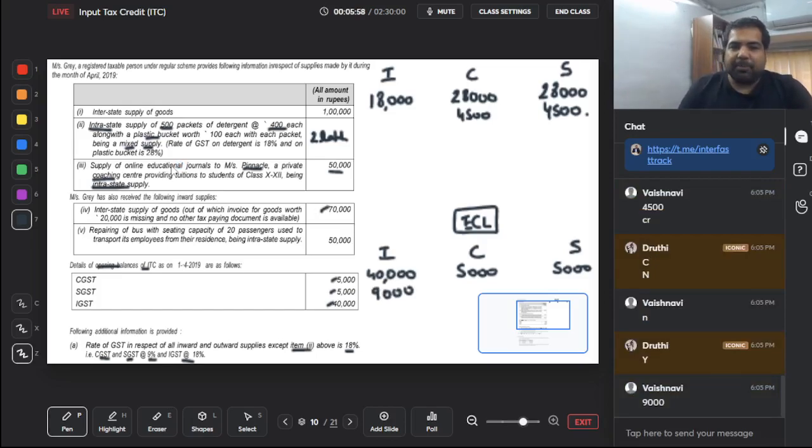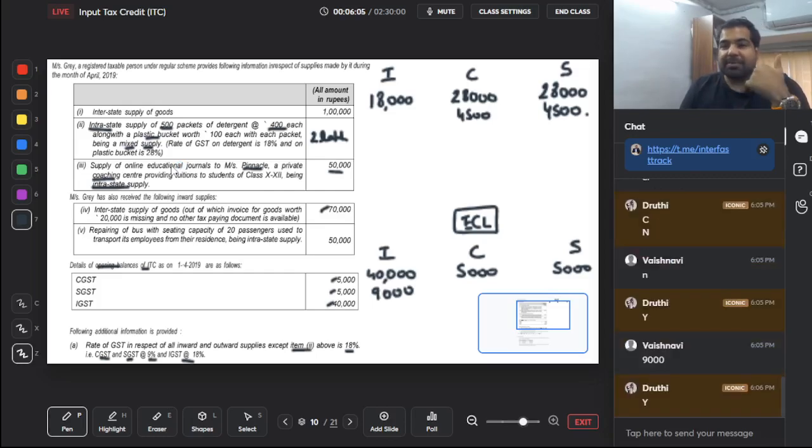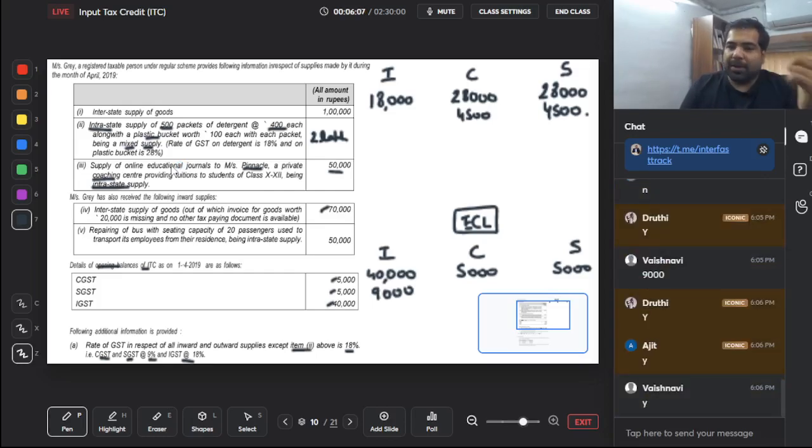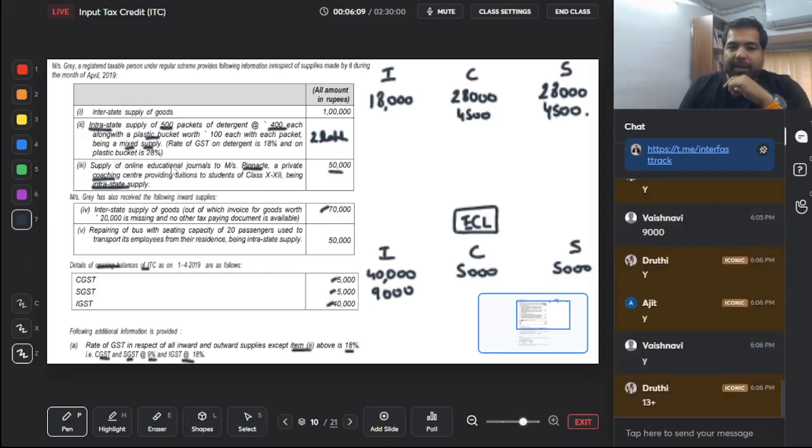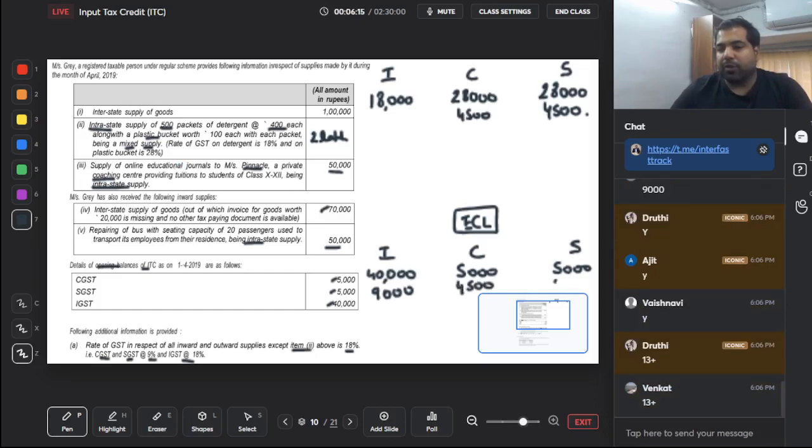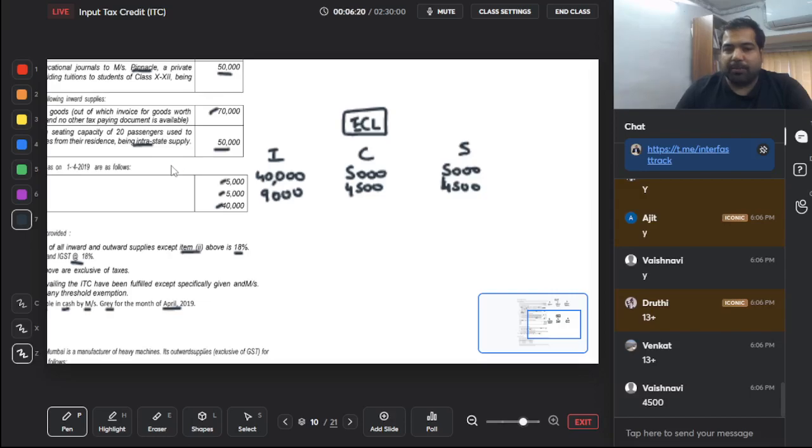And next, repairing of a bus with a seating capacity of 20 passengers. Guys, is the bus allowed? Is it GST credit? Yes, it's more than 13 passengers. So if the bus is allowed, even repairing will be allowed. Intrastate 50,000. So on 50,000, 9% is 4,500 and 4,500. So let's total up. This is 49,000, this is 9,500 and this is 9,500.